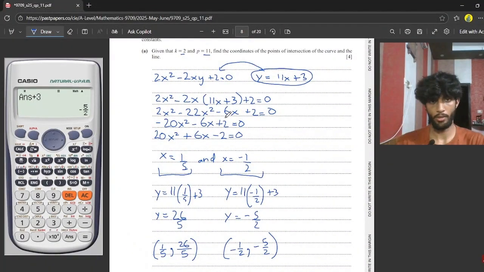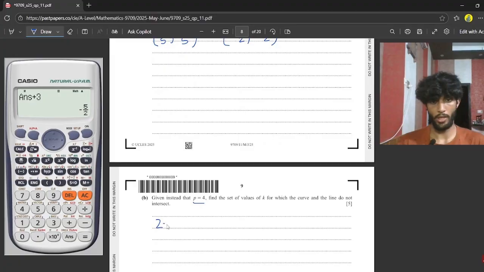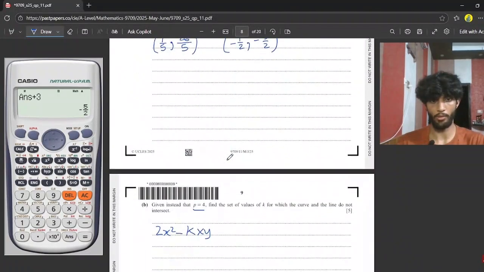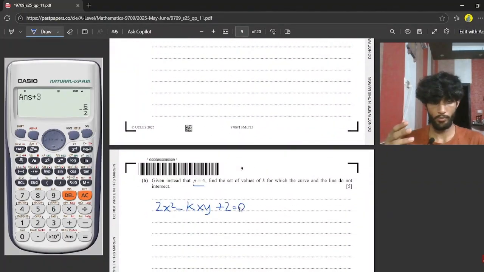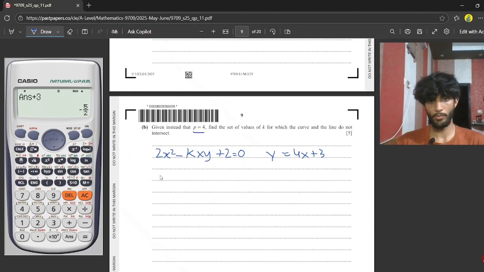So it's 2x squared minus kxy plus 2 equals 0. And then the equation of the line is going to be y equals 4x plus 3. Again, what we need to do is merge these equations together. So this is going to be 2x squared minus kx, and y is going to be 4x plus 3, plus 2 is equal to 0.